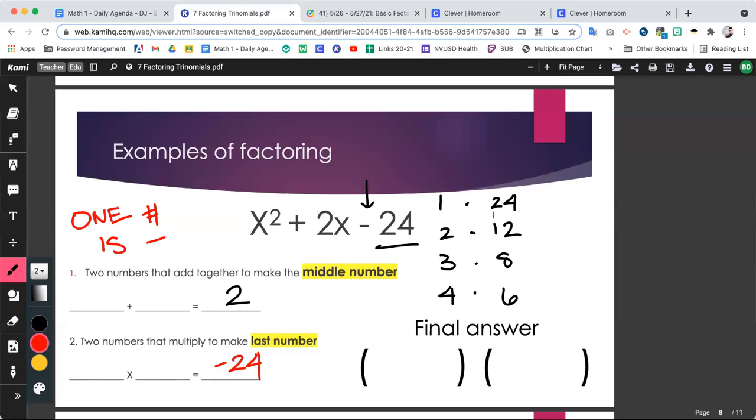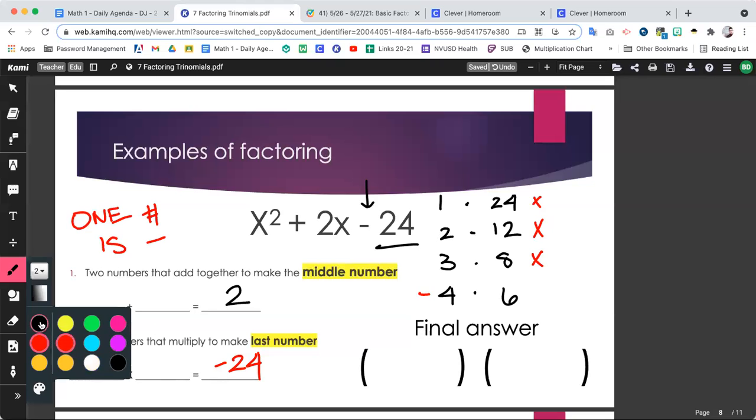Okay. 1 and 24, there's no way that's going to be 2. So this is kind of gone. Okay. 2 and 12, if the 2 is negative, that's 10. If the 12 is negative, that's negative 10. That's not going to work either. 3 and 8 is either 5 or negative 5. That's not going to work. But 4 and 6, which number should be negative if I want it to be positive 2? The 4, okay? So let's see if it works.